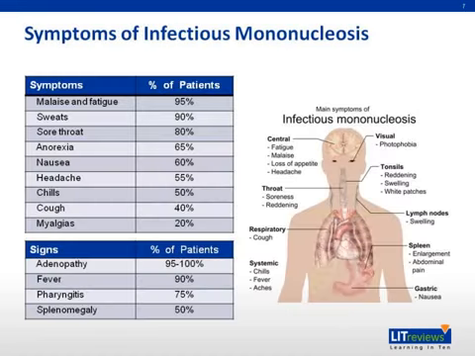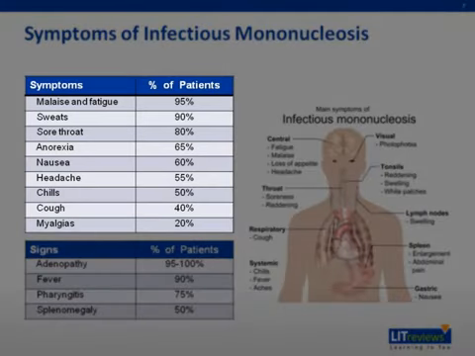This is the list of common signs and symptoms of mono. You'll notice if you look at the symptom list, none of these are very specific. Malaise, fatigue, sweats, sore throat, things that you can find in the flu or the common cold. But the constellation of these put together and their severity would make you suspicious for mono.